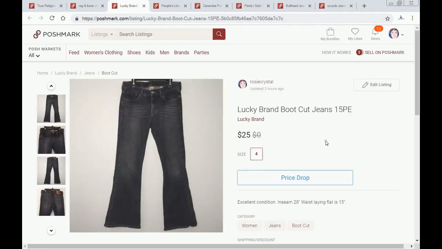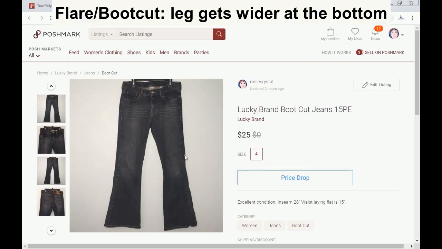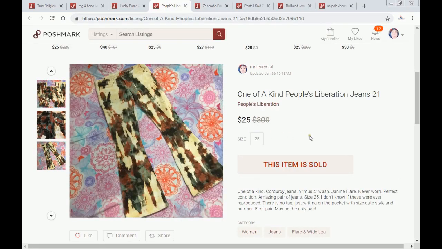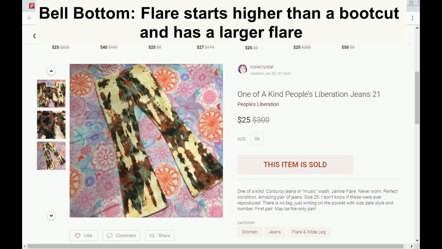This pair here is a flare or a boot cut. It tapers here at the knee and then it flares back out. So that would be a flare or a boot cut. And a bell bottom is very similar. This would be considered a bell bottom. It just has a larger flare or a larger boot cut across the bottom, and that would be a bell bottom.